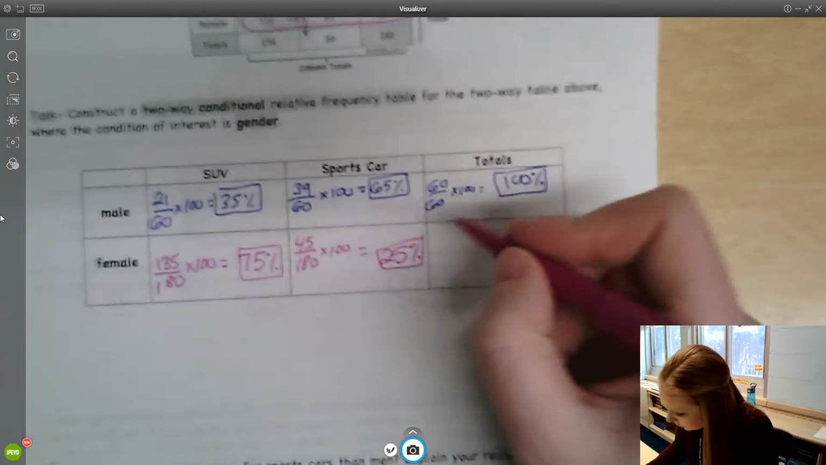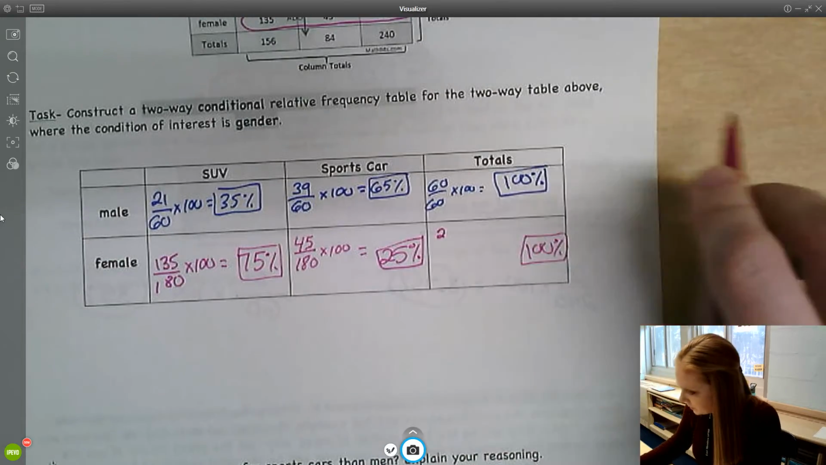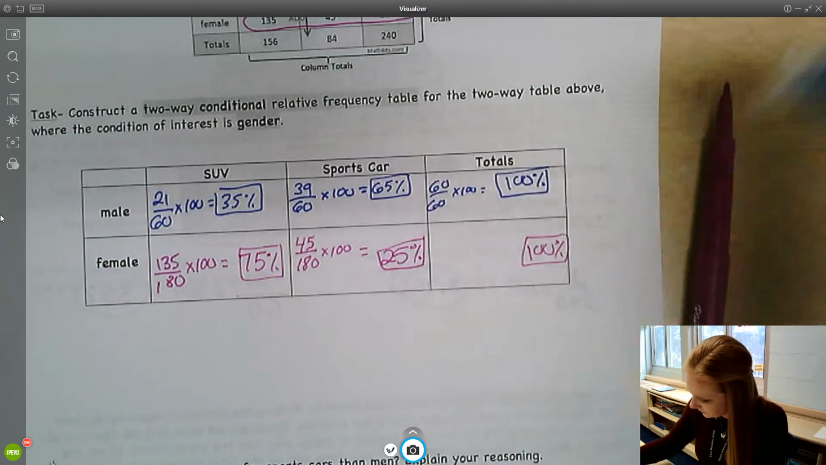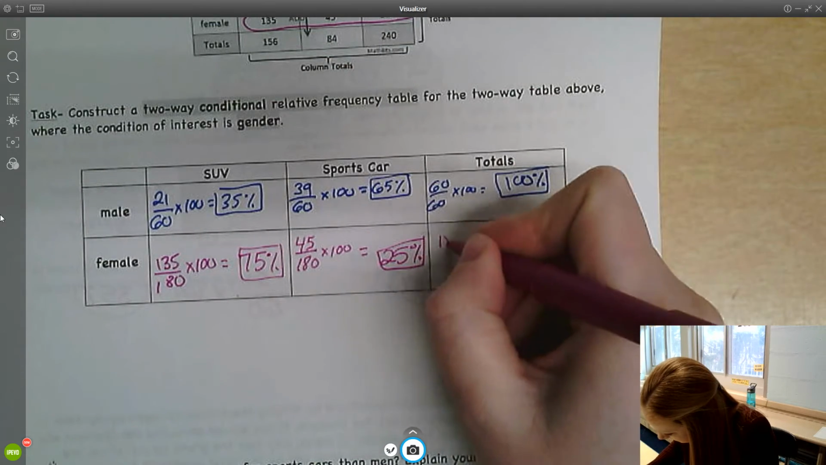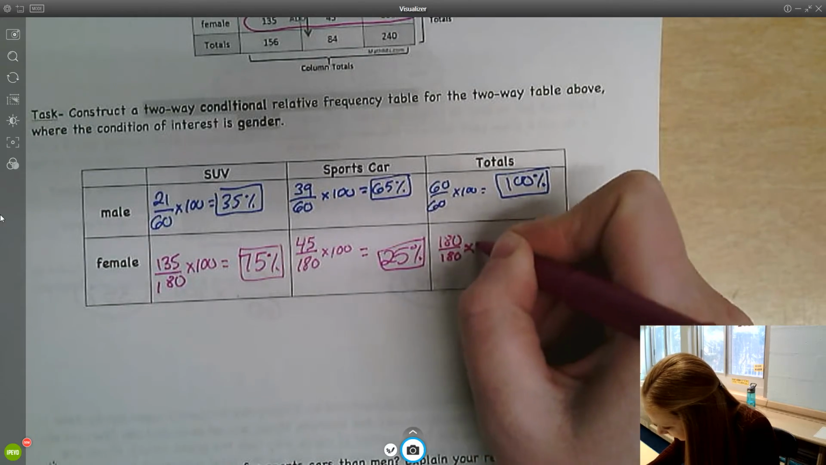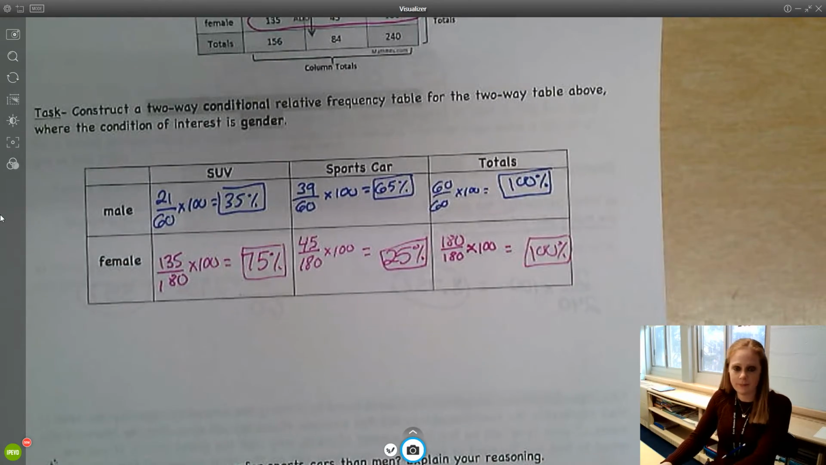Oh, and then our total we'll just do as well. So there was 180 females surveyed out of 180 females, which would give you 100%.